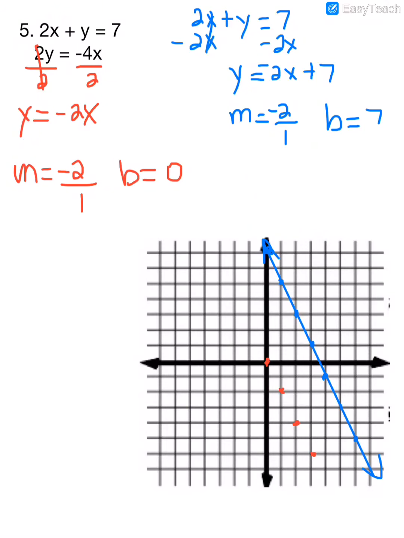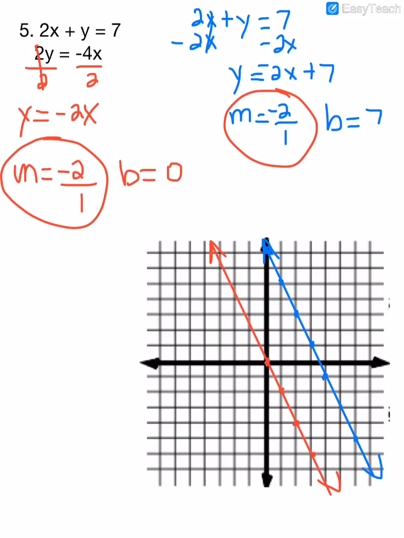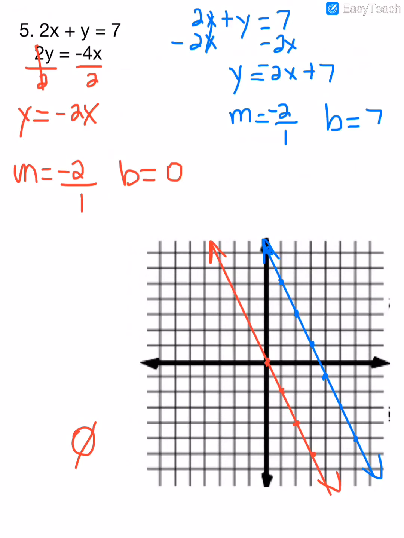If you'll notice, these two lines are parallel. We also know that they're parallel because they have the same slope. Both of them had a slope of negative 2, or negative 2 over 1. So we know they have the same slant, so they're not going to cross each other. If they don't cross each other, then my solution is no solution, because the solution is where they cross.